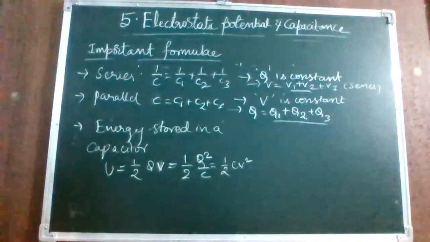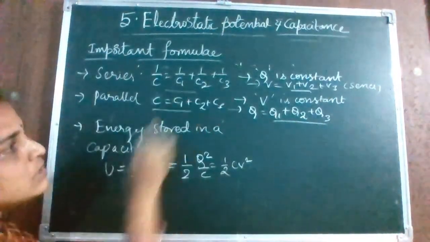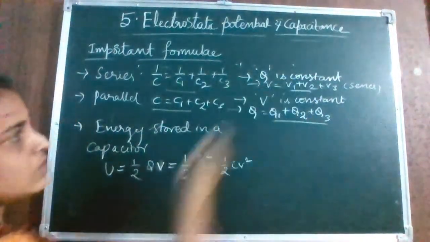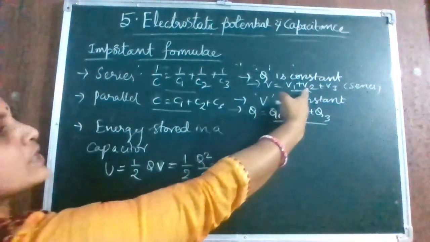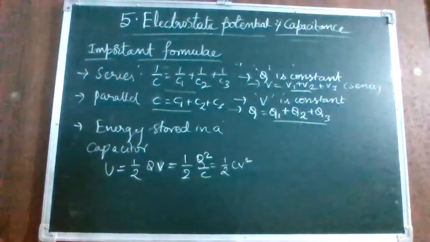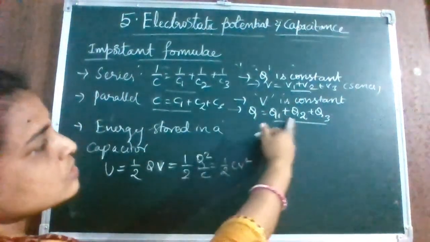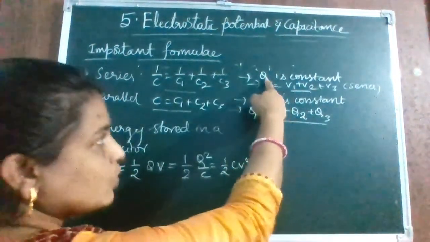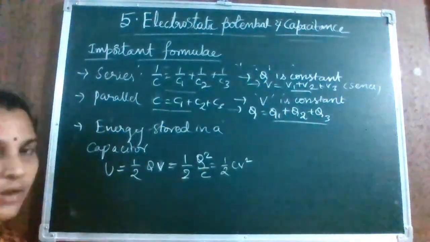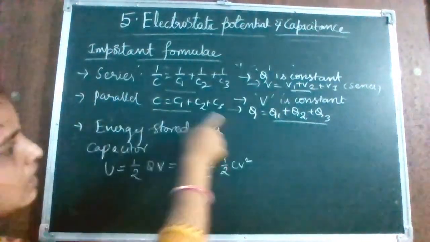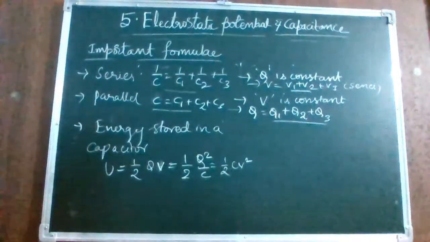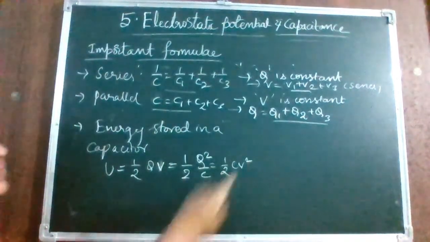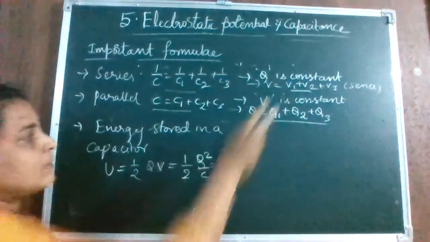In the examination, generally these formulas can be used, but if he asks in the other form, this one also can be used. For the series combination, V is equal to V1 plus V2 plus V3, and for the parallel combination, Q is equal to Q1 plus Q2 plus Q3, where for the series combination Q is constant. This point you must remember. And for the parallel combination, the potential is constant. These are the important points for the series and the parallel combination, and you have to remember them.